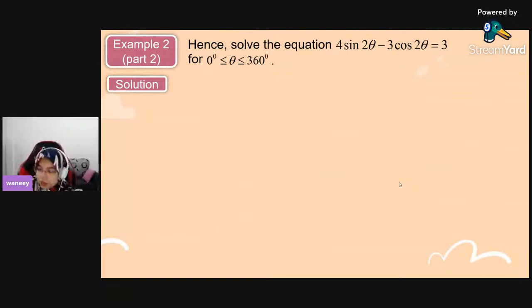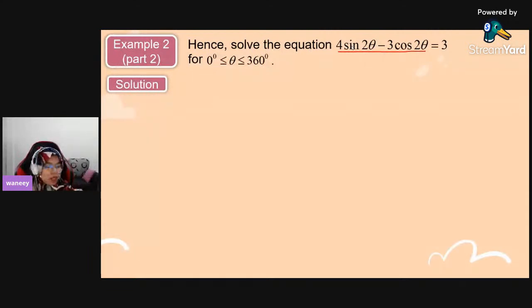So now, hence solve the equation. Okay, so we got 4 sine 2 theta minus 3 cos 2 theta equal to 3 for theta in between 0 and 360. Okay, so basically, if we have a mixture between the sine and the cos, of course, we cannot directly solve them. So that's the reason why for the first part, we simply write them down in the form of other sign. So ini adalah sebab lah kenapa kita kena ubah kepada other cos ataupun other sign. So basically, if we want to solve a mixture between the sine and cos, but we cannot change them into a quadratic form, therefore we need to use either t substitution or r cos and r sine.